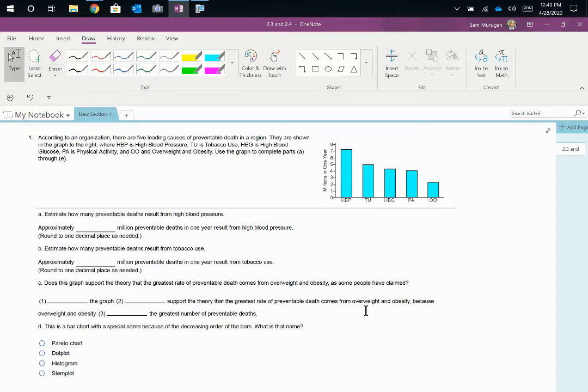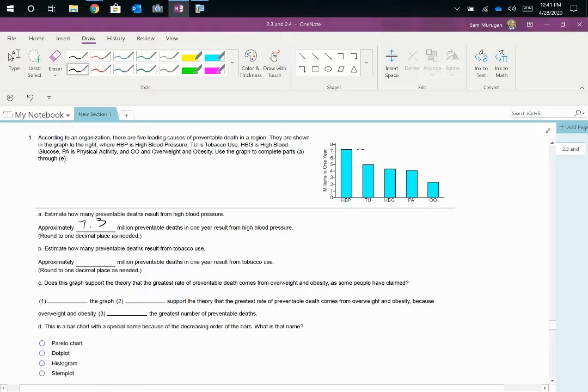is saying there are 5 leading causes of preventable death in a region. They're shown in the graph to the right: high blood pressure, tobacco use, high blood glucose, physical activity, and overweight and obesity. Approximately in million, how many preventable deaths in 1 year from high blood pressure? So I would estimate this height here to be about 7.3.